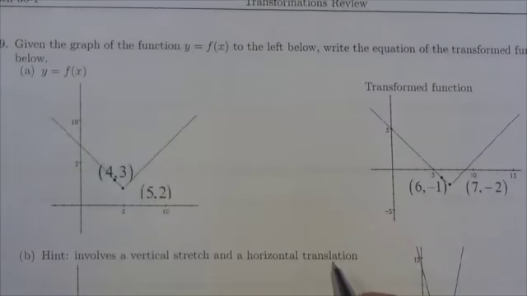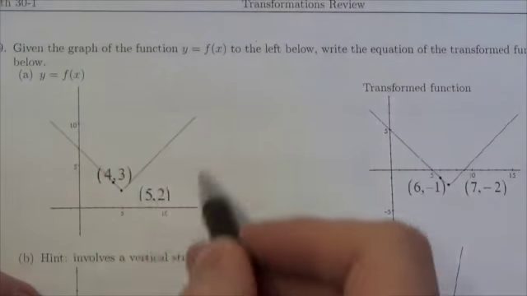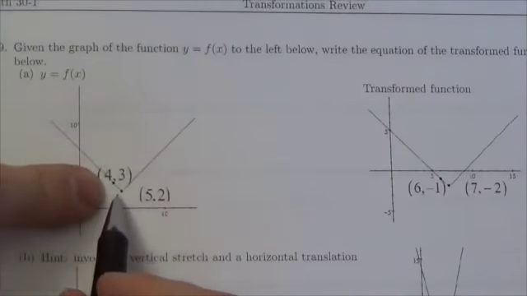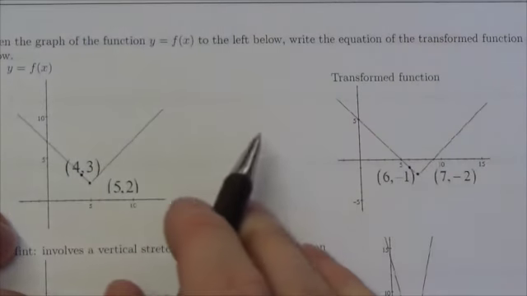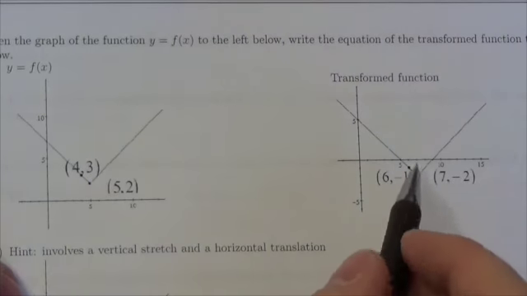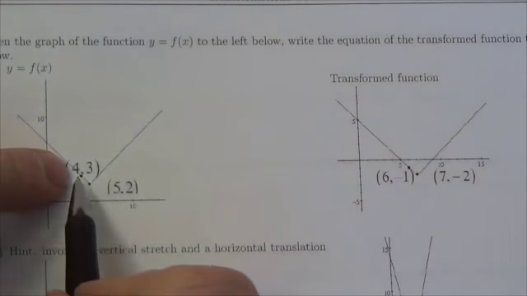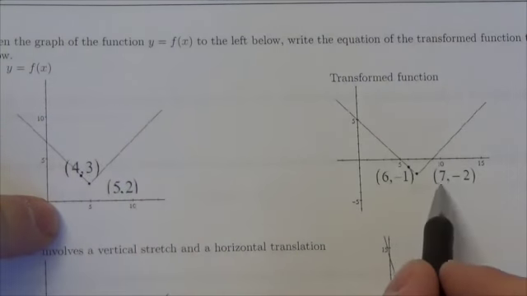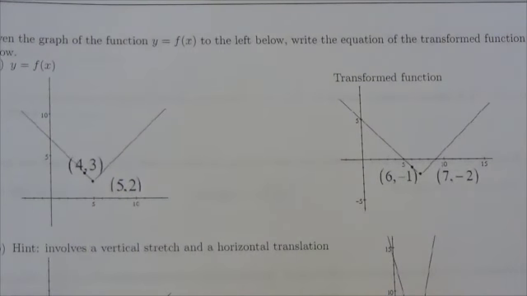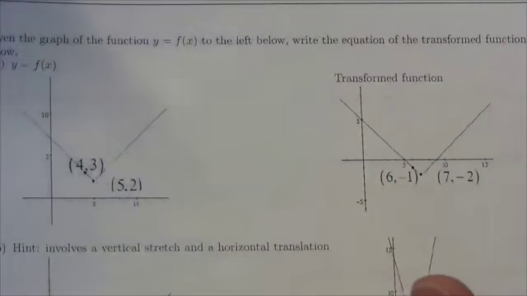Hi everyone. So this question here is telling us that this is the original function, and they've identified a couple of points on there, the (4, 3) and the (5, 2). And we're being told that it gets transformed into this function here, and that those points here, the (4, 3) became (6, -1), and the (5, 2) became (7, -2).